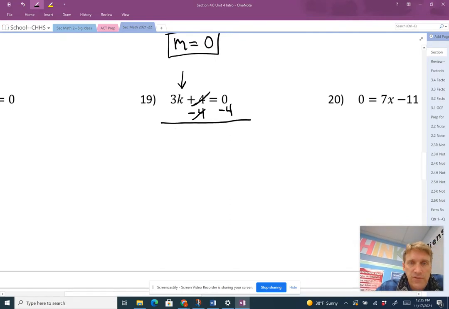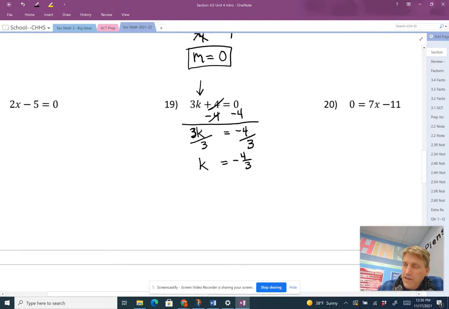And that cancels the 4, leaving 3k on the left, and 0 minus 4 is -4. And then the opposite of 3k, which is 3 times k, or multiplied by 3, is divide by 3. So we do that to both sides. And that would leave us with k is equal to -4/3. And we just leave our answer as an improper fraction.